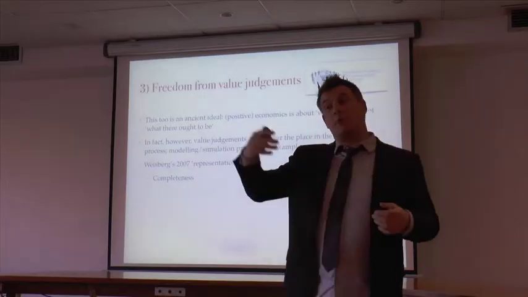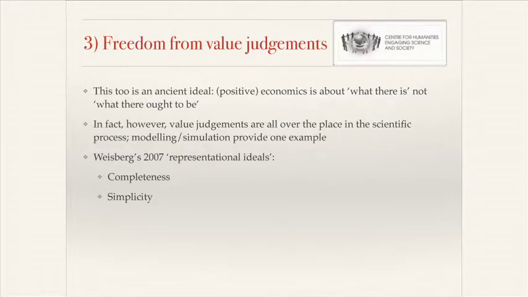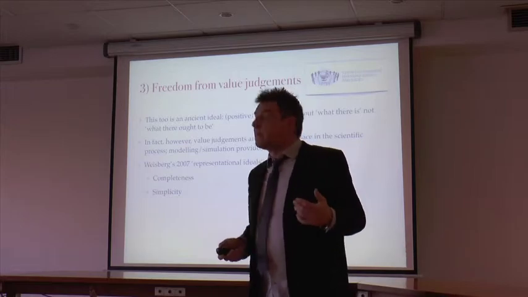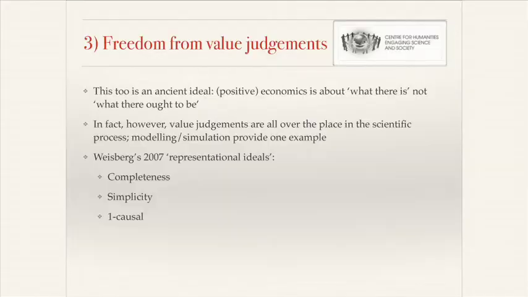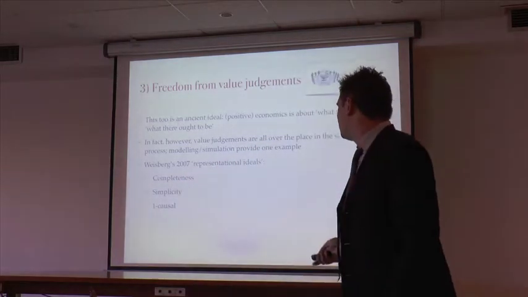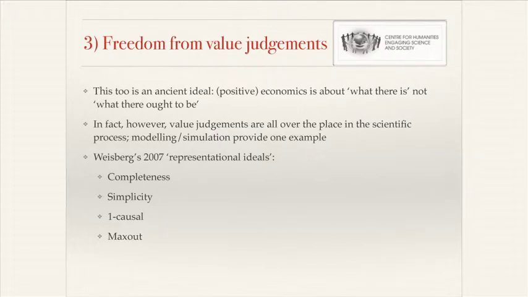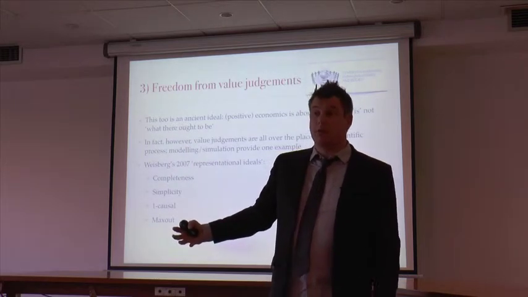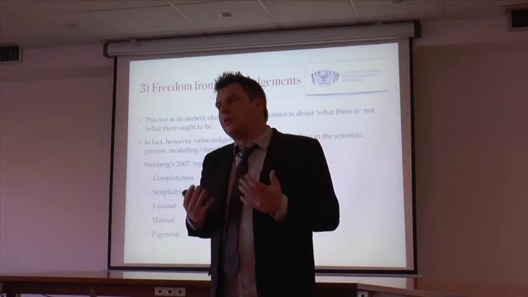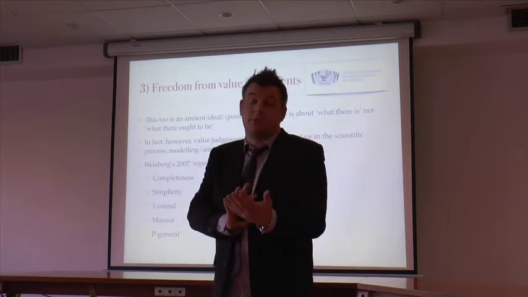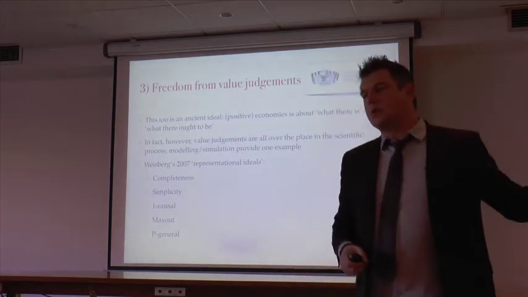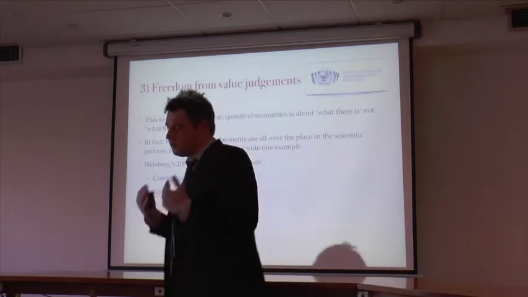So completeness, we want to model a phenomenon as completely as possible. Contrary to that, simplicity. In order to further understanding, we want to make the model as simple as possible. Related to that, but not the same, what he calls one causal is exactly this idea of focusing on an essential causal factor in the production of the outcome. Max out, we want to maximize the accuracy of the simulation output. And lastly, what he calls P general. This is also related to understanding. Science should give us an account of the world that uses few principles but can derive lots and lots of phenomena. And so P general just means that the model can represent tons of possible phenomena, not just actual but also possible phenomena.